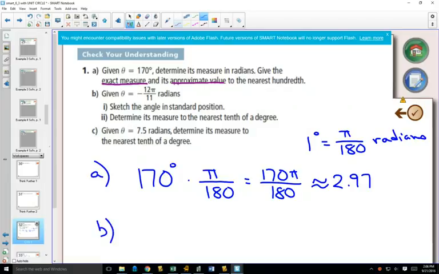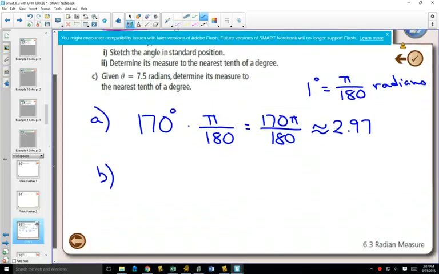Part B. We're given an angle. It's a negative angle. Just like degrees, negative angles in standard position start at your positive x-axis and go in a clockwise direction. We're going to try and draw negative 12 pi over 11. Some things are going to help us in drawing that. First of all, the way around the circle is 2 pi, which is approximately 6.28 radians. Halfway around a circle is pi, which is approximately 3.14 radians.